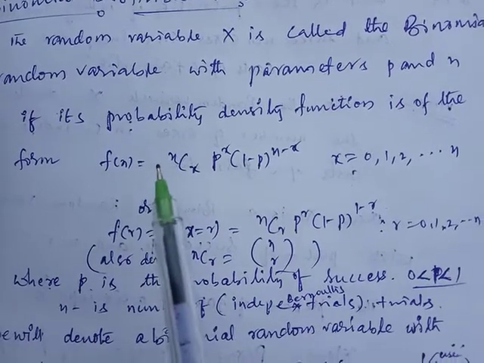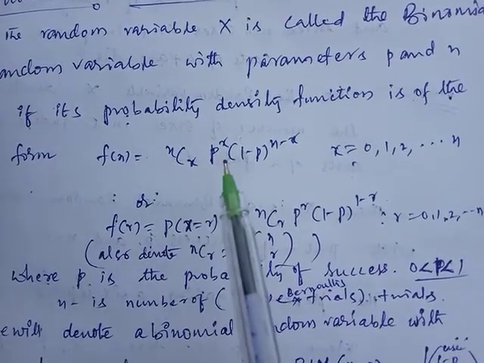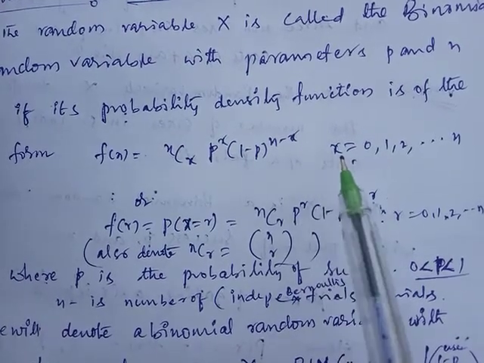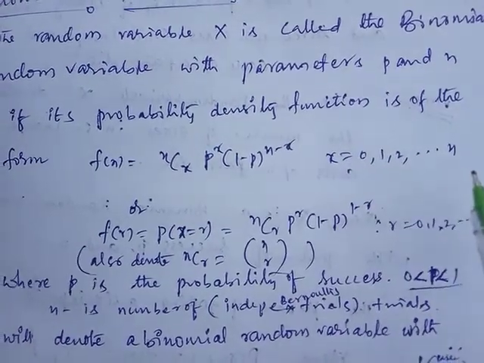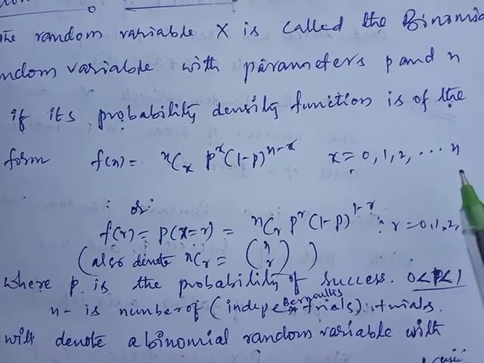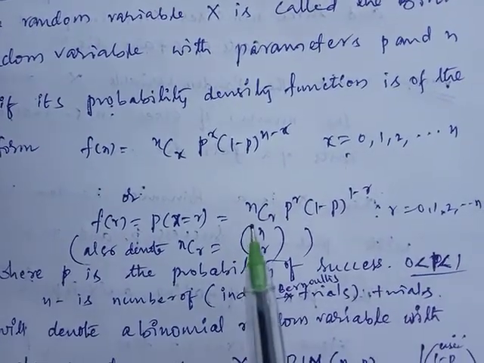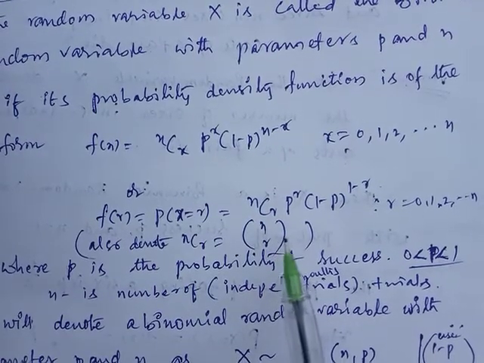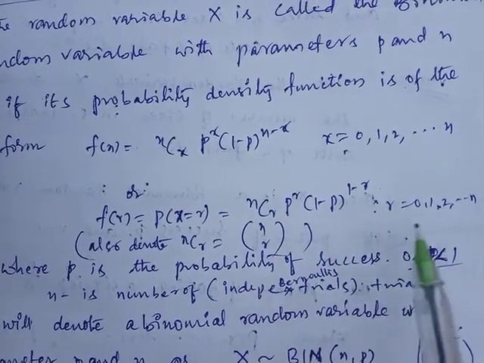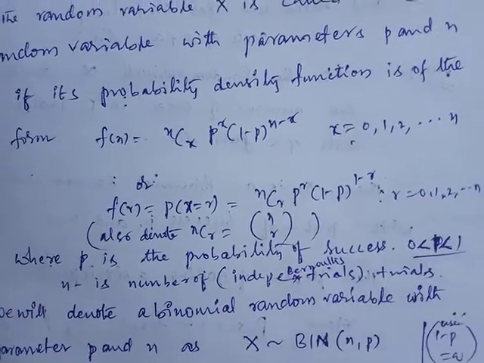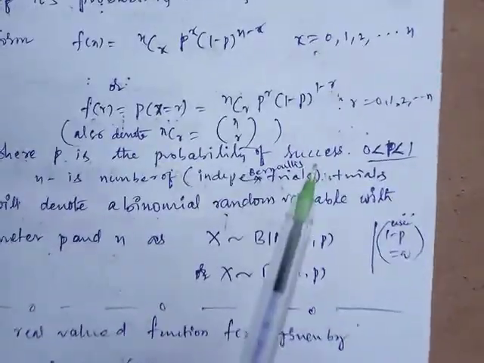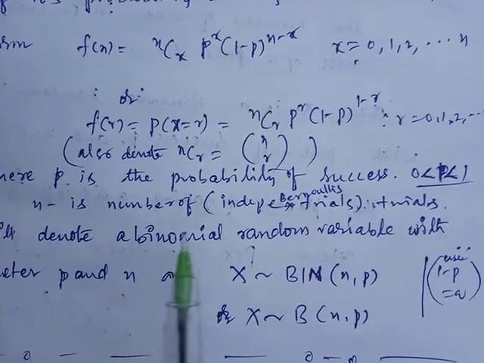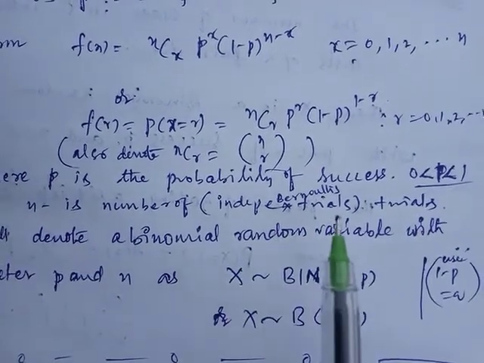Probability density function f of x equal to nCx p to the power x into (1 minus p) power n minus x, where x equals 0, 1, 2, 3 and so on up to n. Also we write nCr, where r equals small x, r equals 0, 1, 2, 3 and so on to n, where p is the probability of success. The probability is always between 0 and 1. n is the number of independent Bernoulli trials.